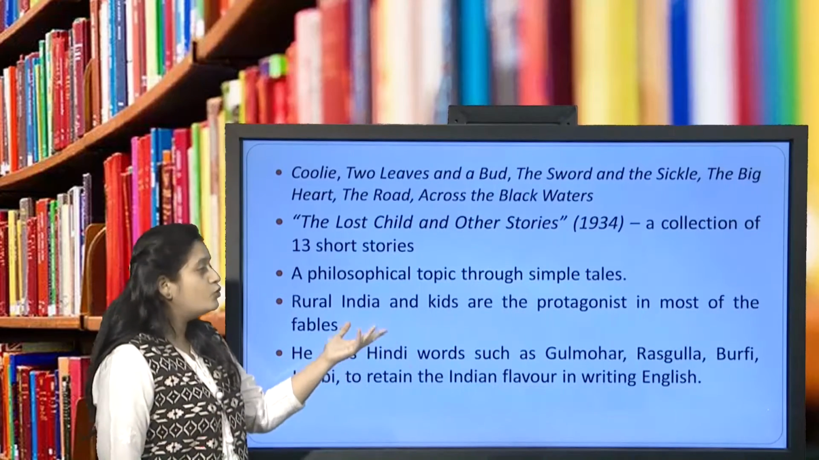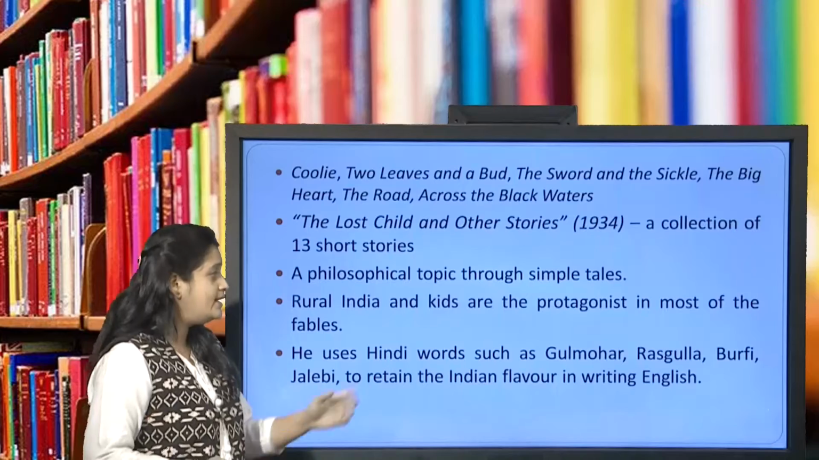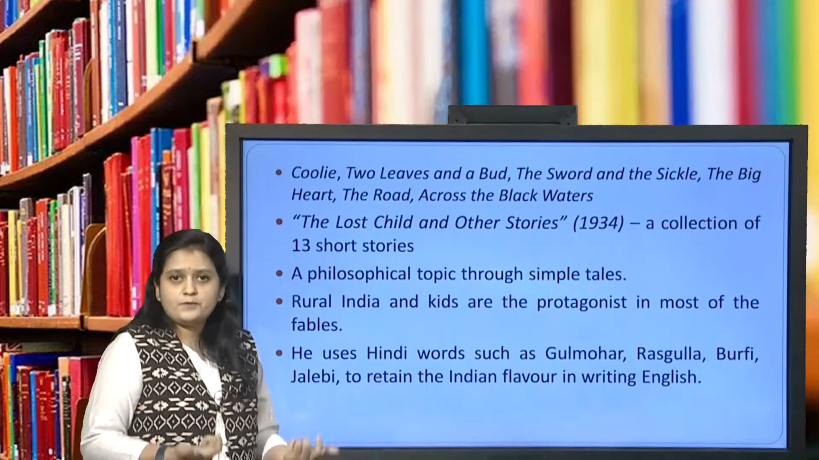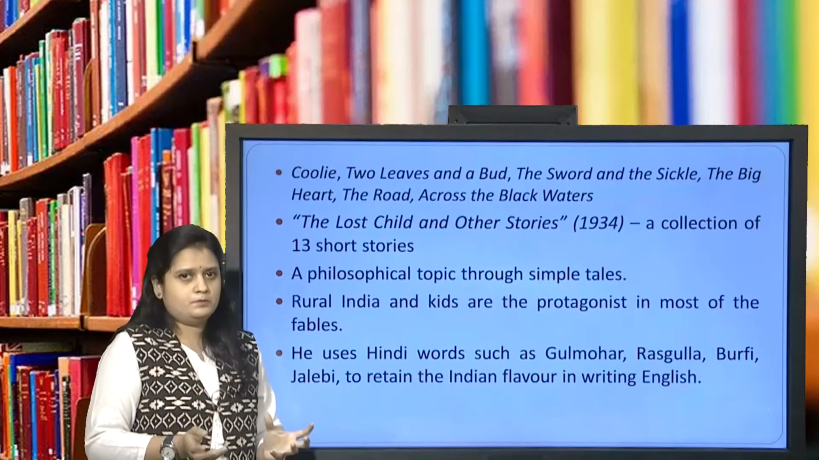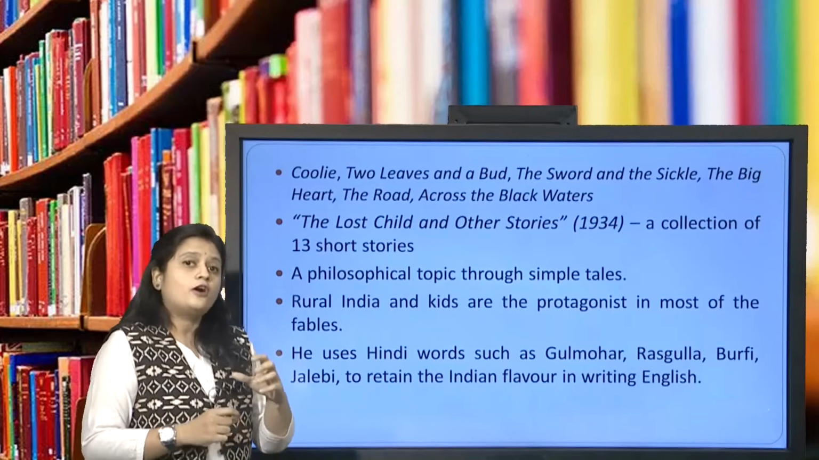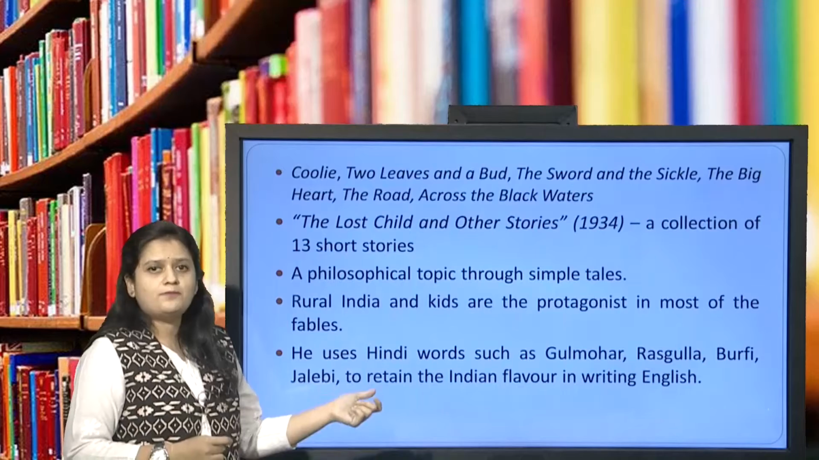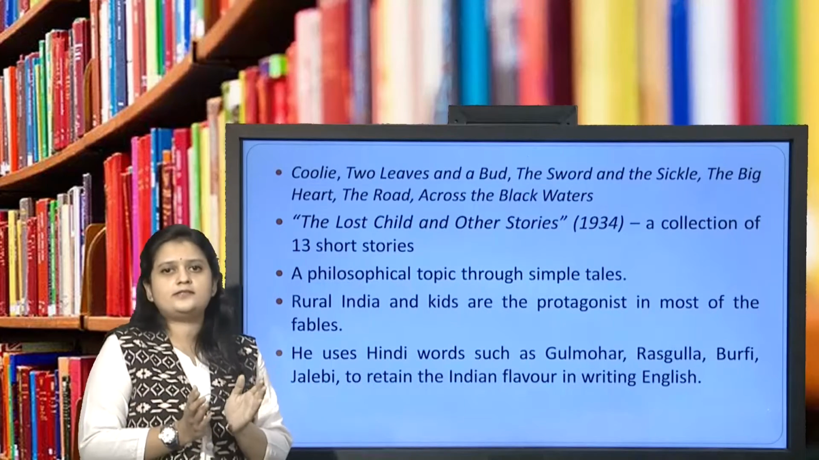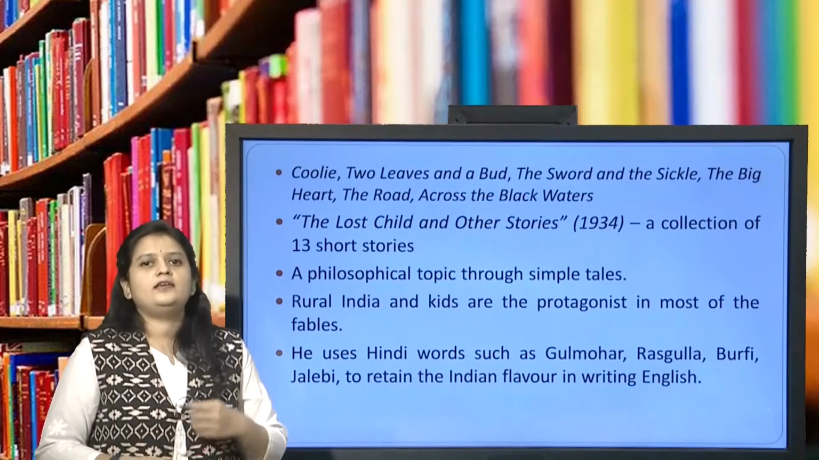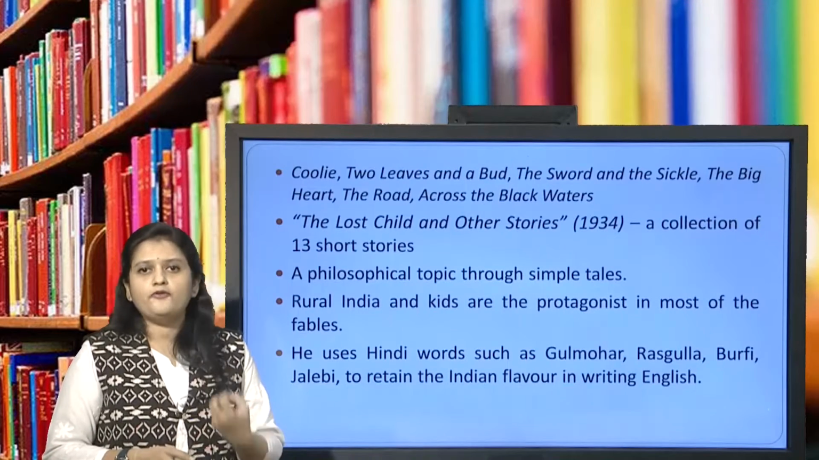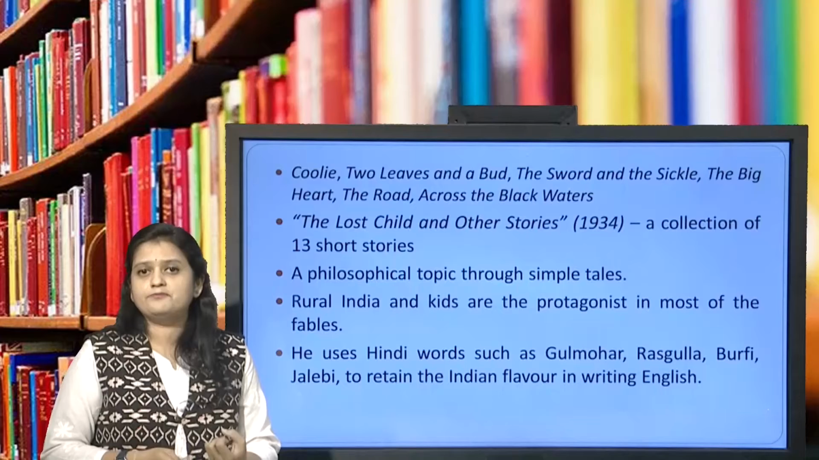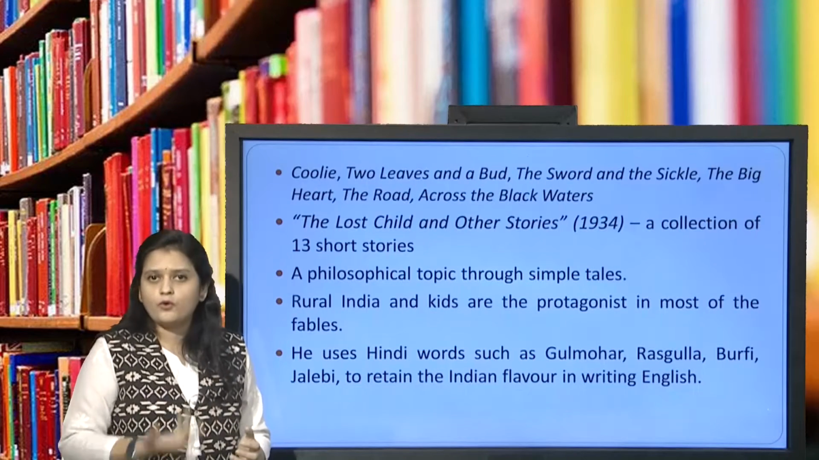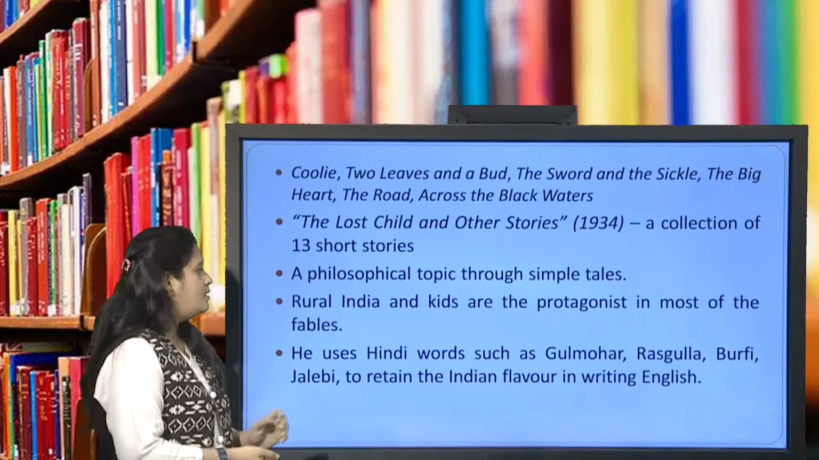Such as gulmohar, right? A flower, gulmohar. He does not provide any English name for the flower. Rasgulla, the very famous sweet, he does not provide any translation for other readers to understand what we mean by rasgulla. Barfi, jalebi, etc. So since this is Indian English literature, he retains certain words of India which are very peculiar to Indian people and Indian culture, and that is what makes his writings more relatable to Indian audience, right?